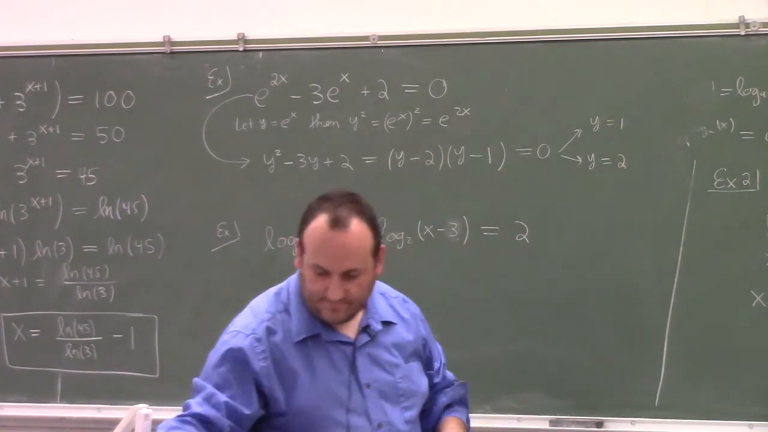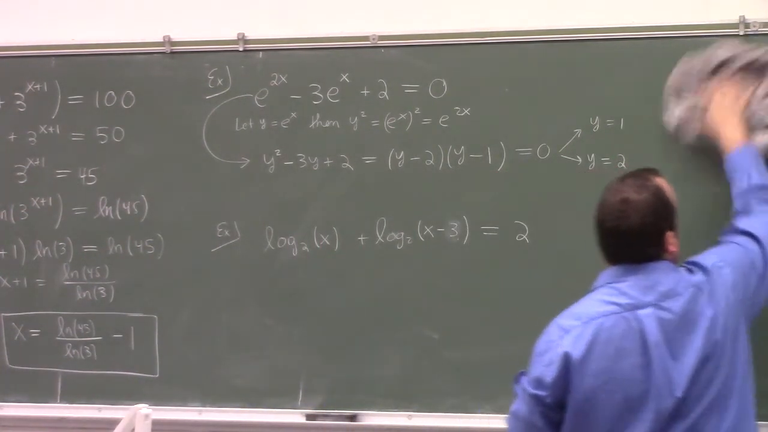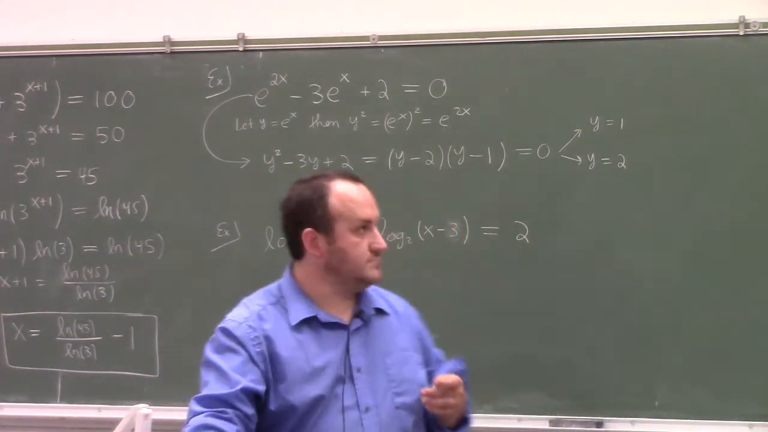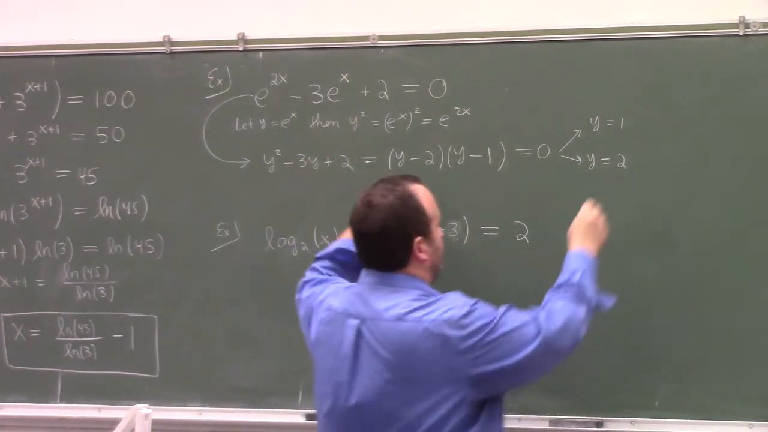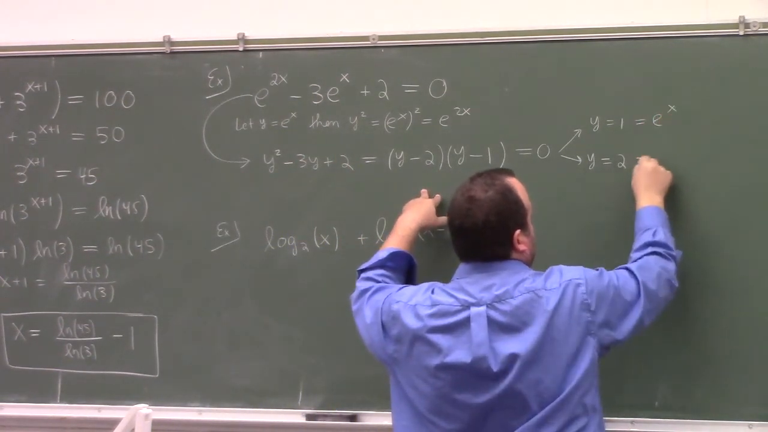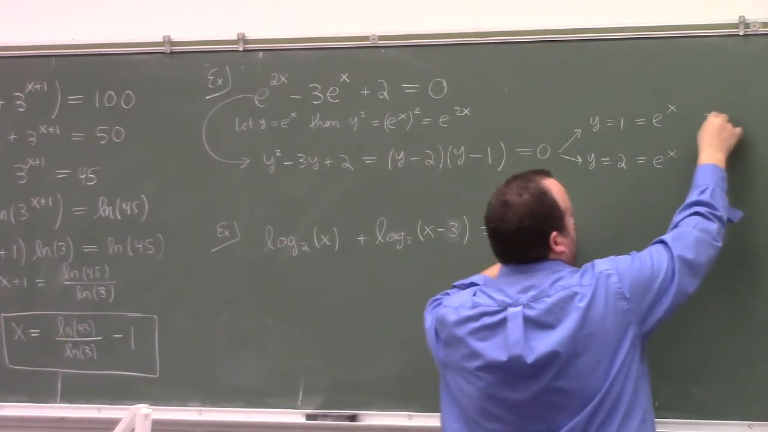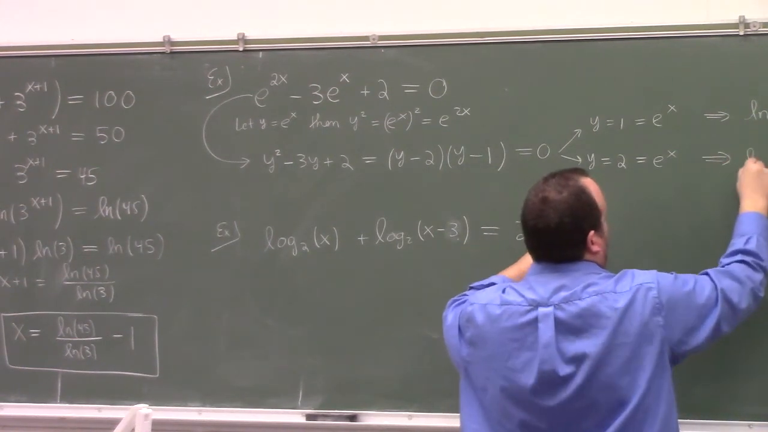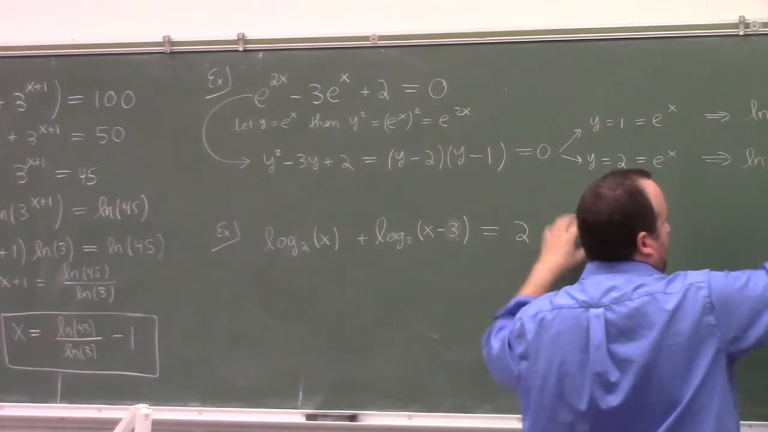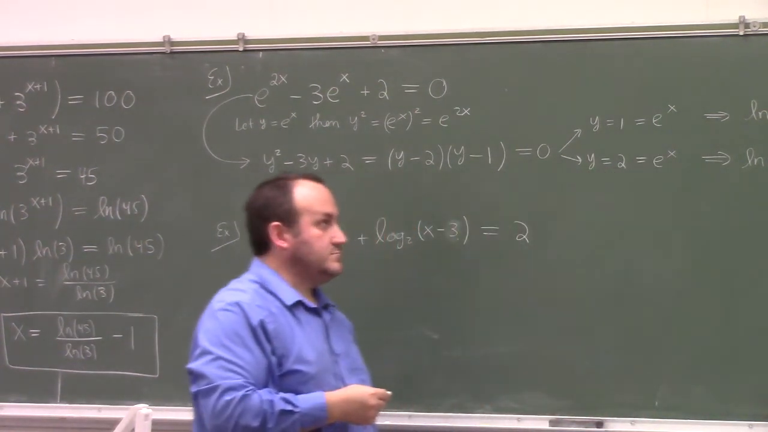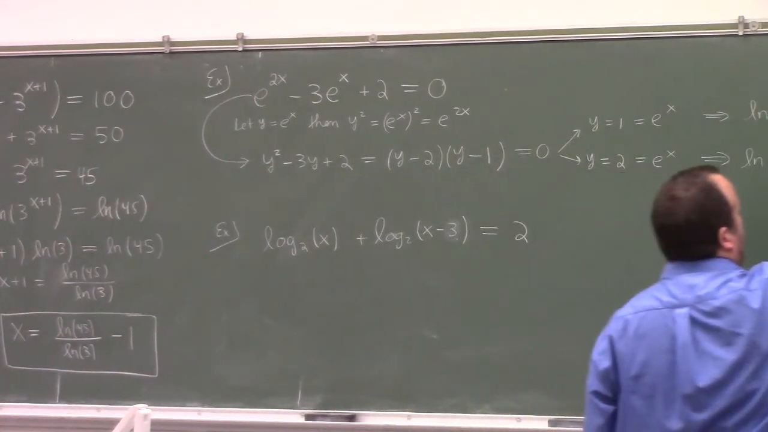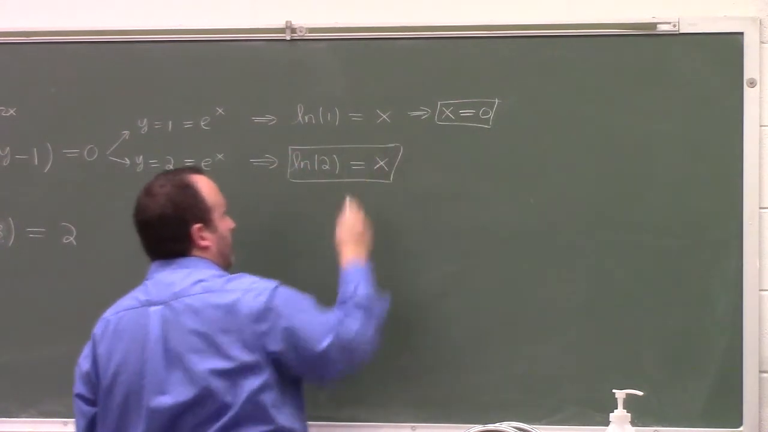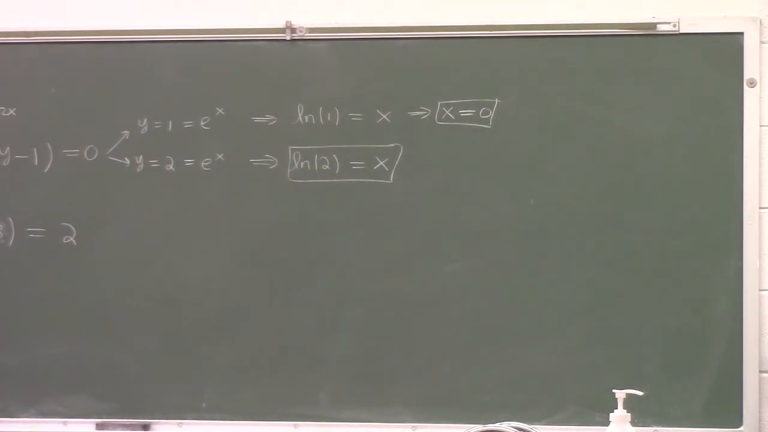But what's y equal to? We said e to the x, right? So then I take the natural log of that. I get the natural log of 1 equals x. The natural log of 2 equals x. So this one, what's natural log of 1? I can simplify that. That's x equals 0. Or natural log of 2 is x. Those are both solutions to this quadratic.